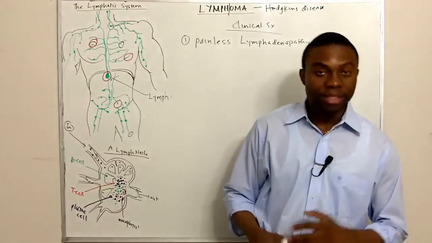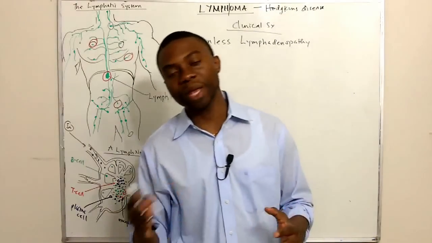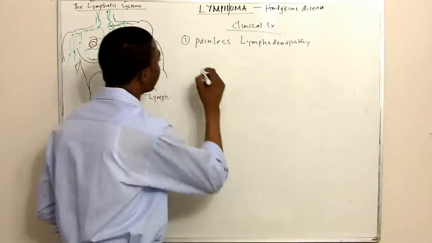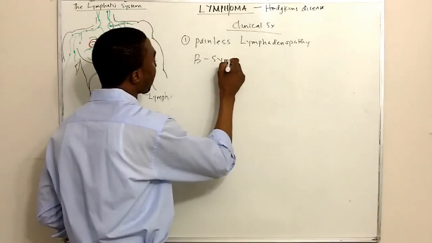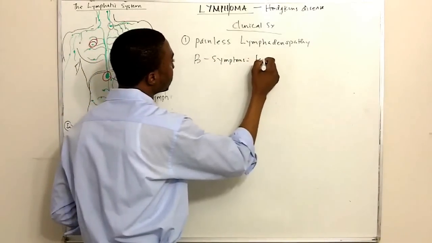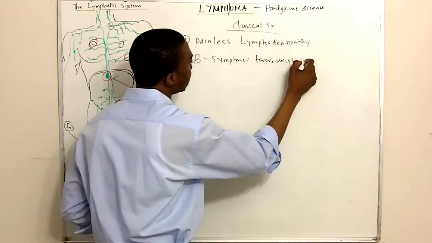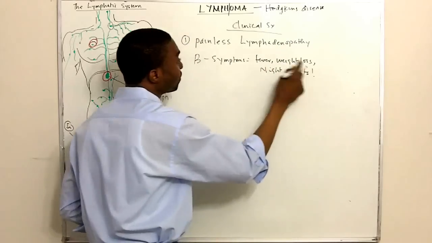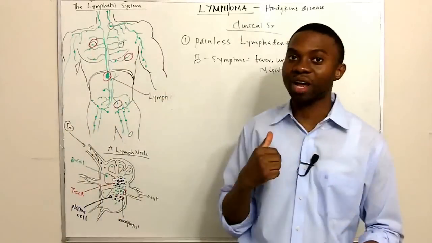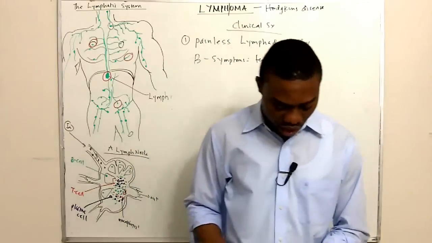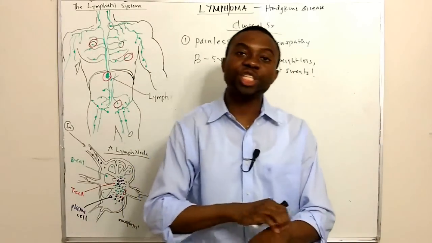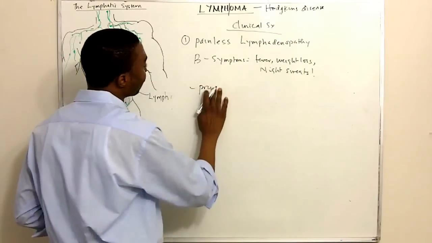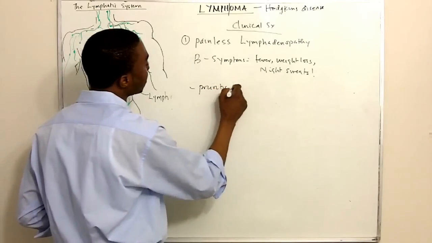Remember, they might have B symptoms or they may not have B symptoms, okay? B symptoms are fever, weight loss, and night sweats. If somebody's complaining of fever, weight loss, or night sweats, and they have painless lymphadenopathy, that is a very bad prognosis. And these patients can also have itching and cough. The fancy name for itching is pruritus.